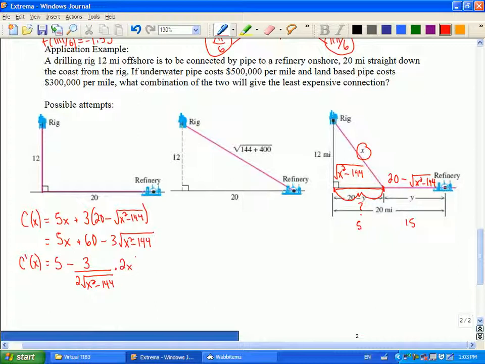There we go, I hope. And those 2's there, I'll remove out. So I have (5 - 3x) over the square root of (x squared minus 144).